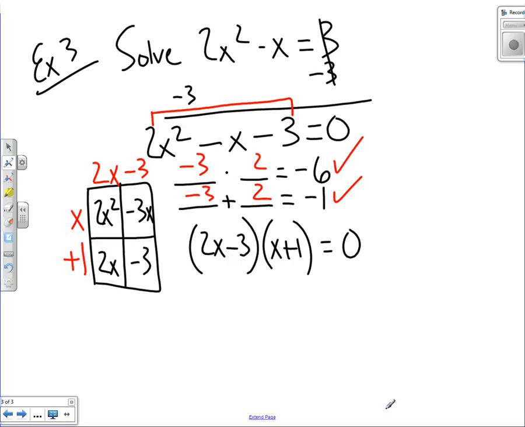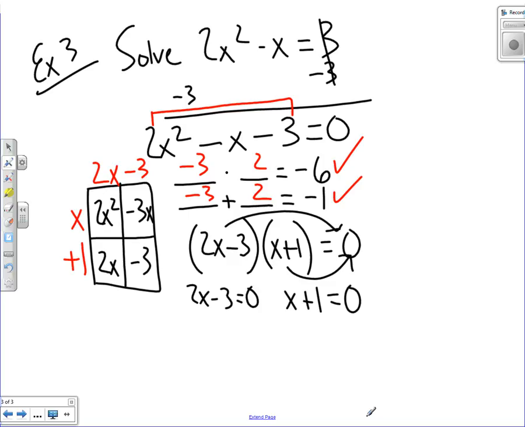So, what do we do now? What's that next step? We factored the thing. Now we set each factor equal to 0, right? I'm sure you haven't already forgotten that. That's exactly what we do. We set each factor equal to 0, and we solve.